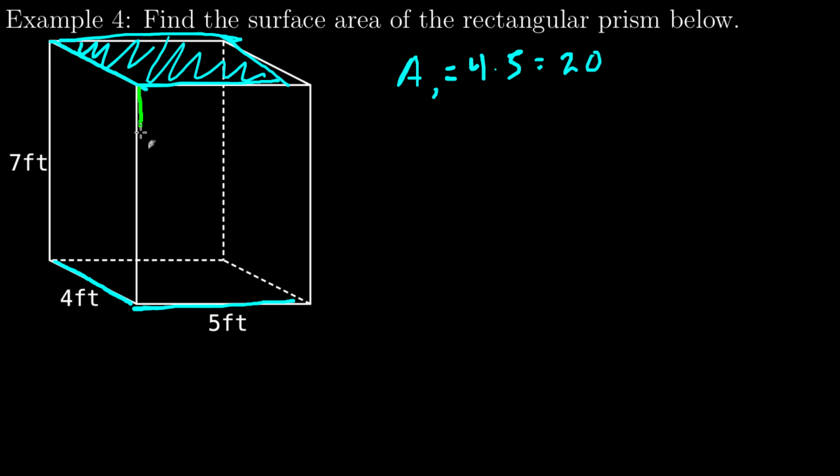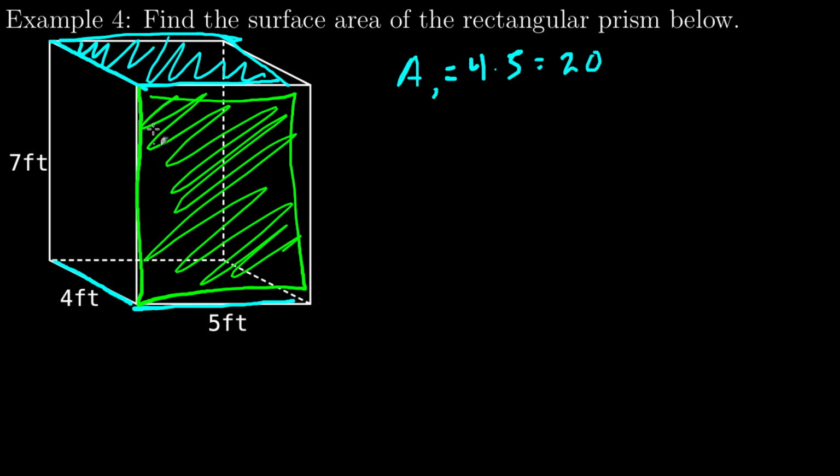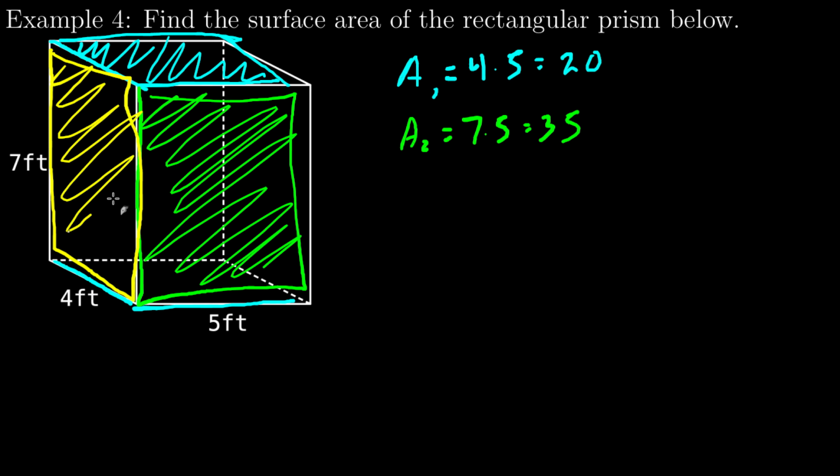Now, we'll do the front and back. So the front and back are both rectangles that are 7 tall, 5 wide. So my second area is 7 times 5, which is 35. And now for the left and right. So left and right are 7 tall, but 4 wide. So that third area is going to be 7 times 4, which is 28.